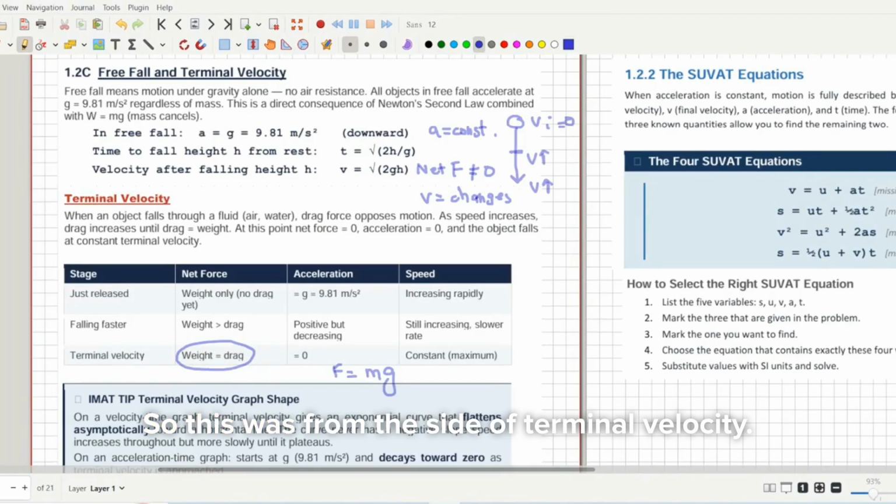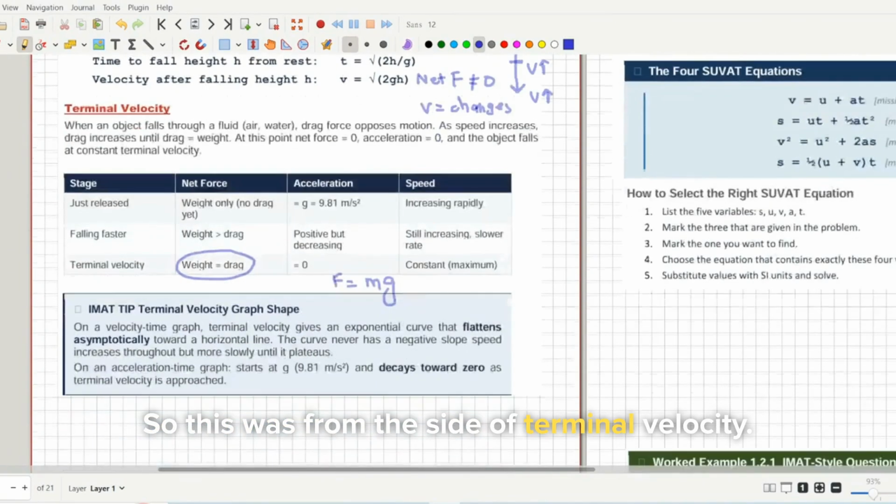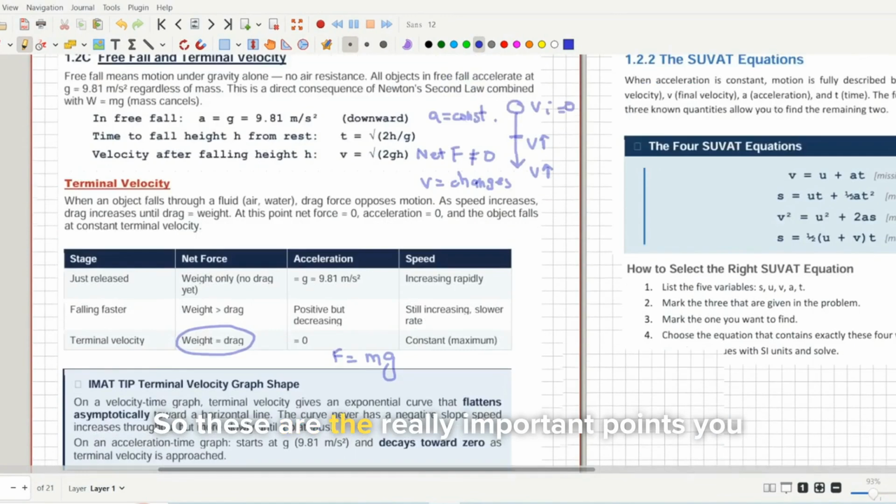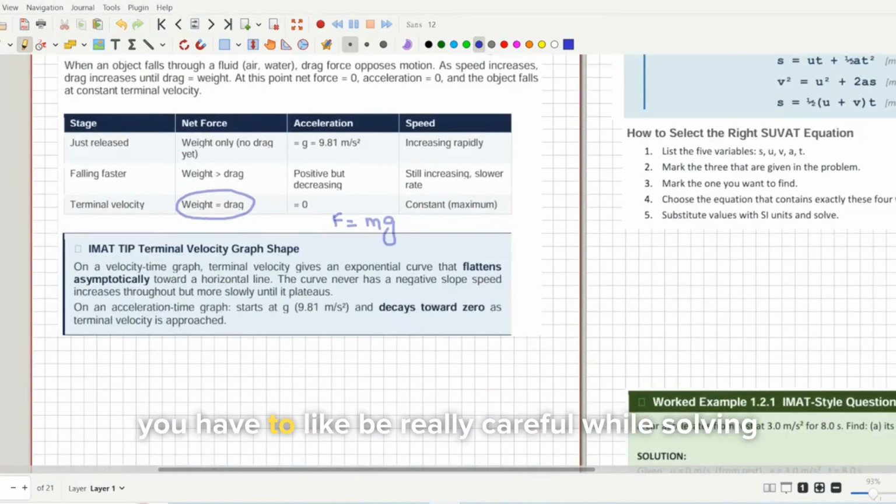So this was from the side of terminal velocity. These are really important points. You have to be really careful while solving these kinds of questions.